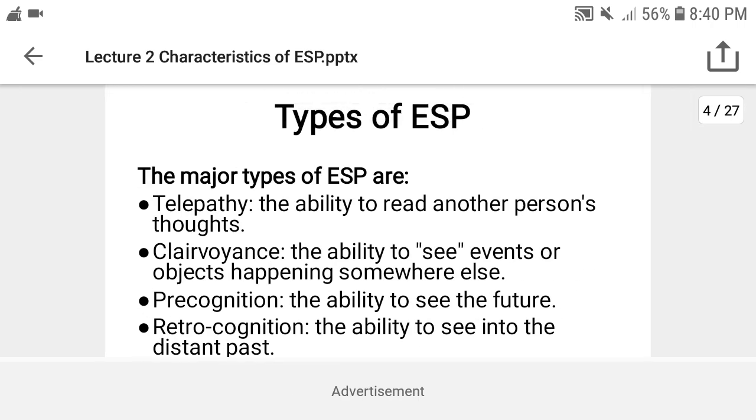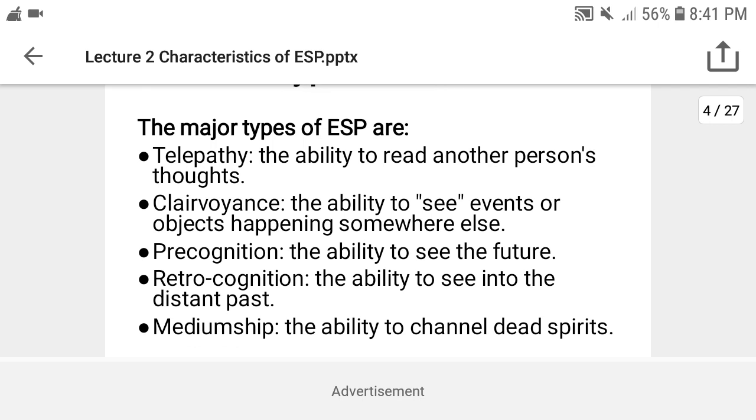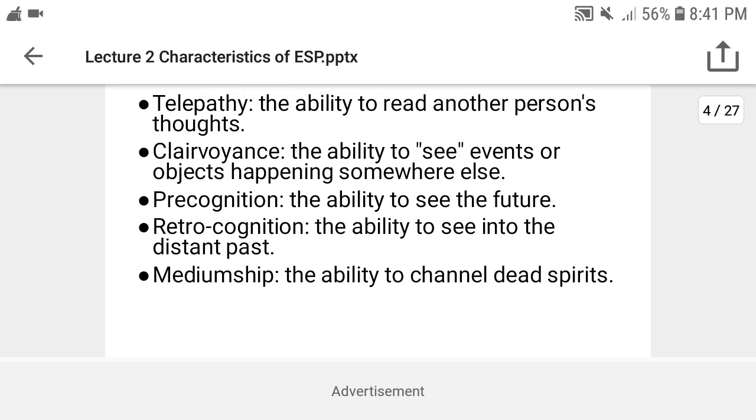Types of ESP. The major types of ESP are telepathy, the ability to read another person's thoughts; clairvoyance, the ability to see events or objects happening somewhere else; precognition, the ability to see the future; retrocognition, the ability to see into the distant past; mediumship, the ability to channel dead spirits.